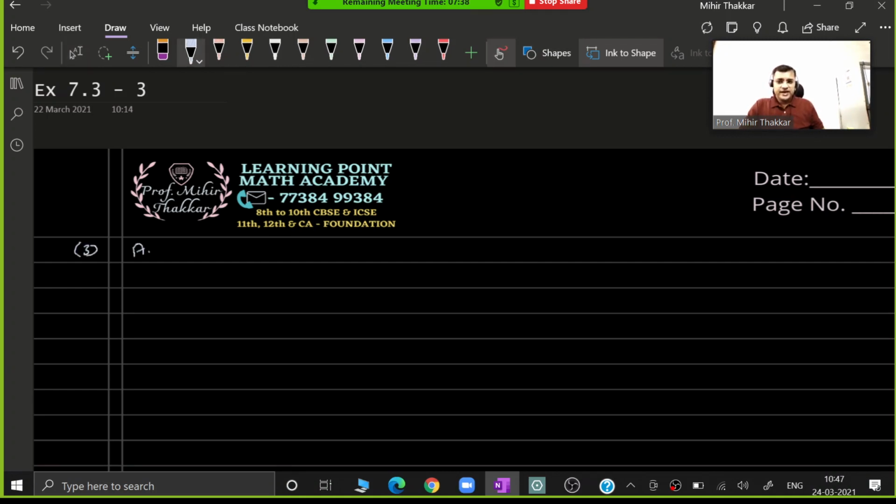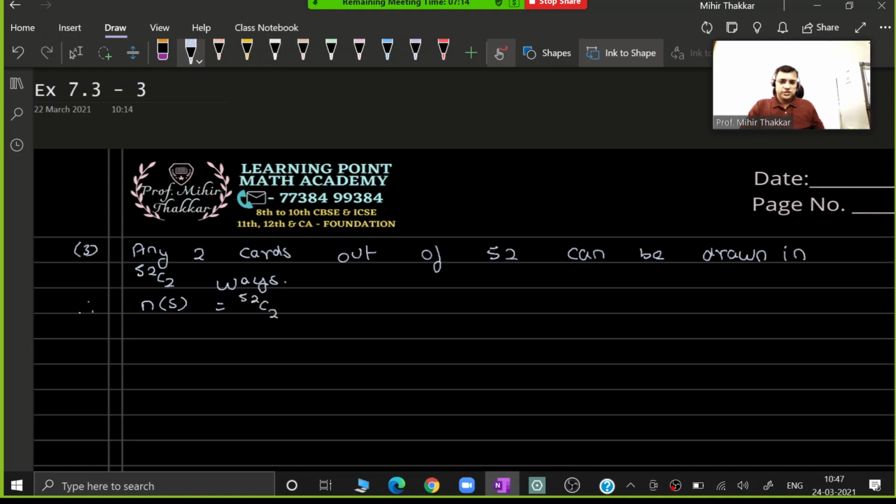We will say any two cards out of 52 can be drawn in 52C2 ways. Therefore, our n of s is 52C2. If we use our shortcut method, in the denominator it will be 2 into 1. In the numerator it will be 52 into 51.